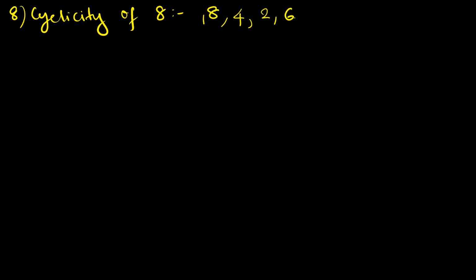Next is cyclicity of 8. This is also similar to 7. Here if we write 8 raised to 1, 8 raised to 2, 8 raised to 3, etc., we can see that the numbers 8, 4, 2, 6 repeat themselves after a cycle of 4. So what we did with 7, you repeat with 8 also.